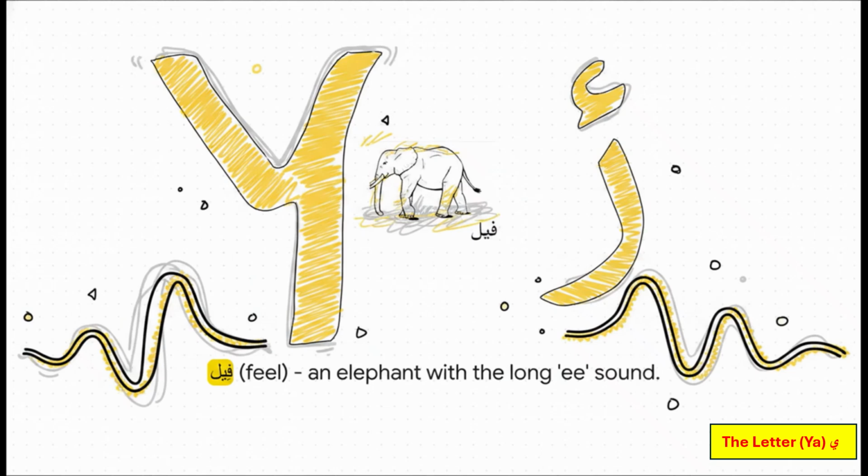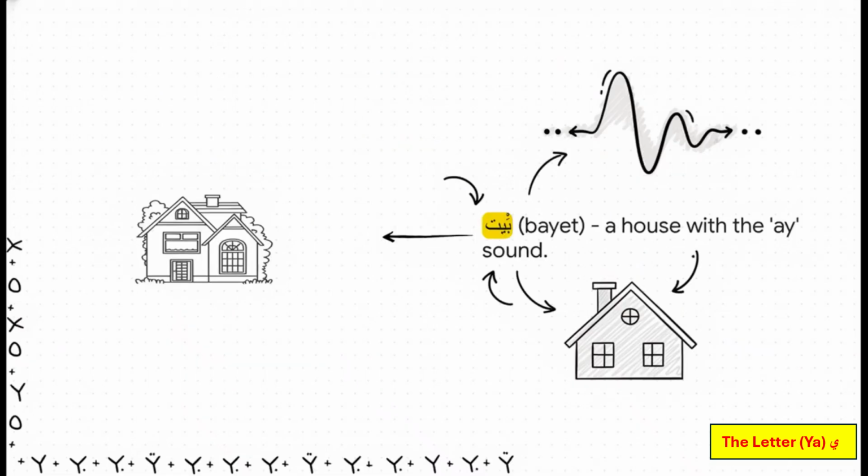And here is a perfect example of that long vowel sound. This is an elephant, or feel. See that ya sitting right in the middle? That's what's stretching out the sound, giving us that long e. Feel. Here's another super cool thing ya can do. This is a house, or bayt. Now, notice how the ya in the middle creates an ai sound. Bayt. So it's not just for ya and e sounds.